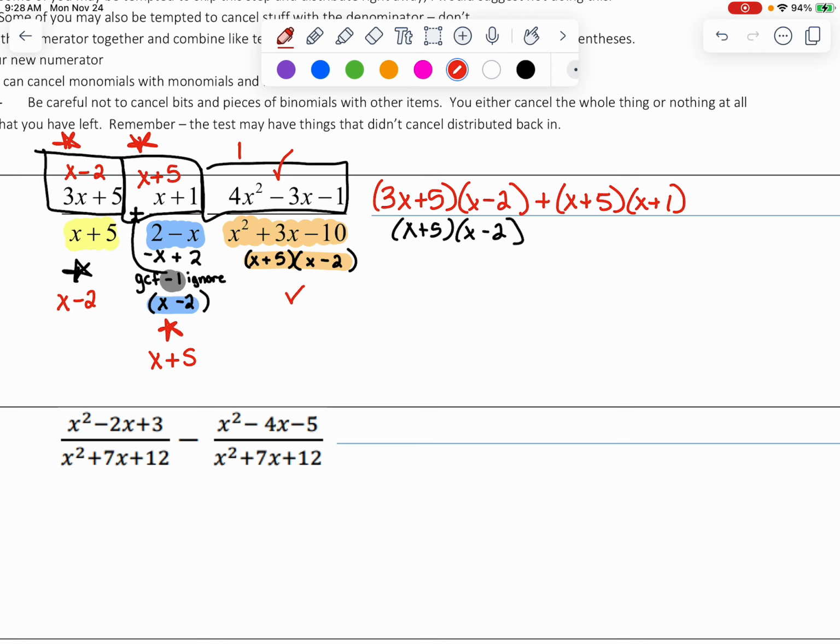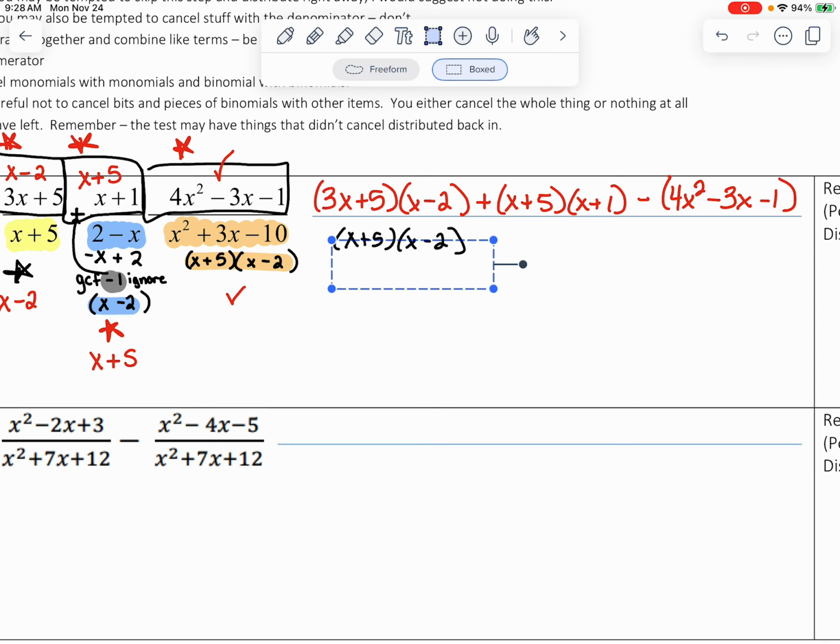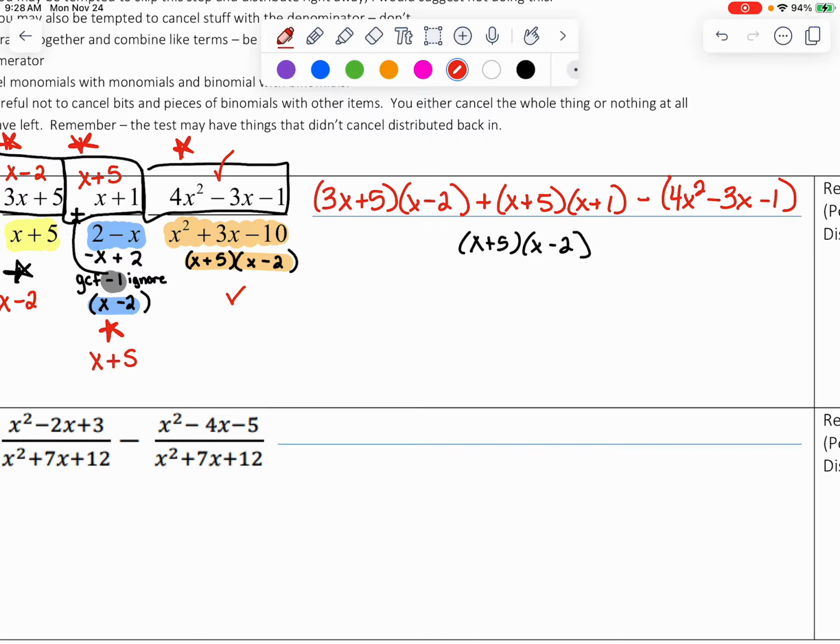The next one, please take a look where my star is. Especially my students who tend to move quickly, where there's not a lot of pause and consideration, miss this because it's a minus sign. And then the 4x squared minus 3x minus 1. Remember, all of this has this common denominator. It's one huge fraction at this point.